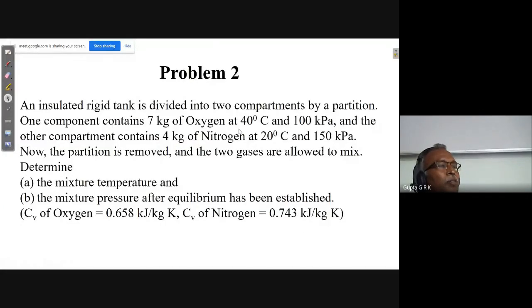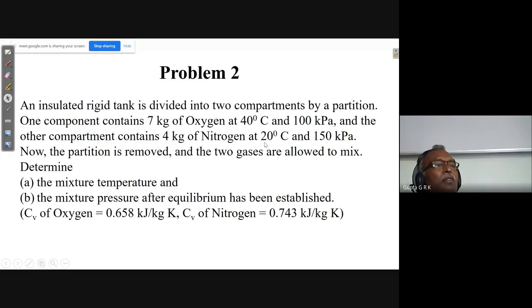So we will see another problem. An insulated rigid tank is divided into two compartments by a partition. One compartment contains 7 kg of oxygen at 40 degrees centigrade and 100 kilopascals. And the other compartment contains 4 kg of nitrogen at 20 degrees centigrade and 150 kilopascals. Now the partition is removed and the two gases are allowed to mix. Determine the mixture temperature and the mixture pressure after equilibrium has been established.